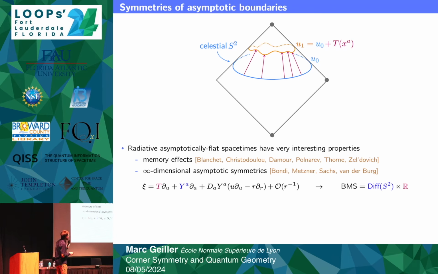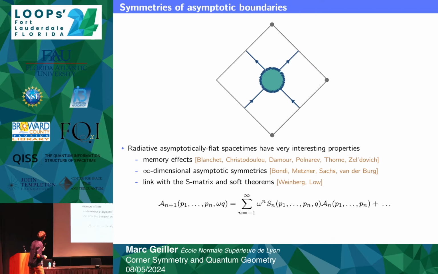I'm jumping a bit ahead of myself here for the experts. This is not strictly speaking the historical BMS group, because that would be just the SO(3,1) Lorentz transformations, but this should be called the generalized BMS group, GBMS.